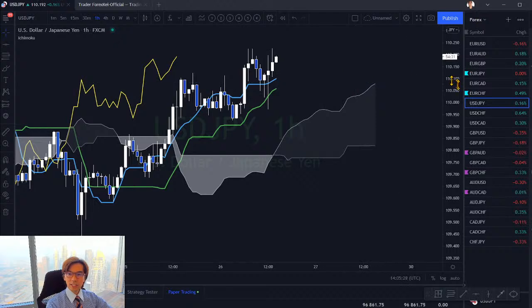USD JPY is also up in the 1-hour chart. When I screen these charts, I mark the ones that are trending. So USD JPY also looks to be up, so it can go up in this potential bullish wave.